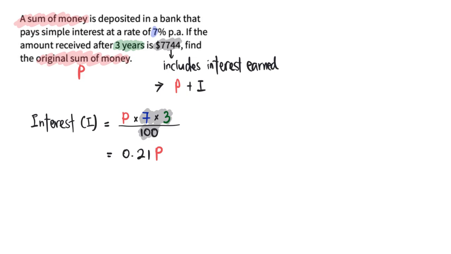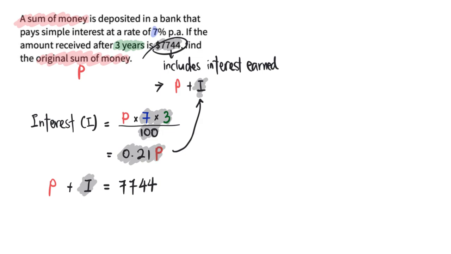Because after that, I'm going to put this inside, because I know that P plus I is equal to 7,744, and I now know what my I is. My I is 0.21P. I still have my P in front.